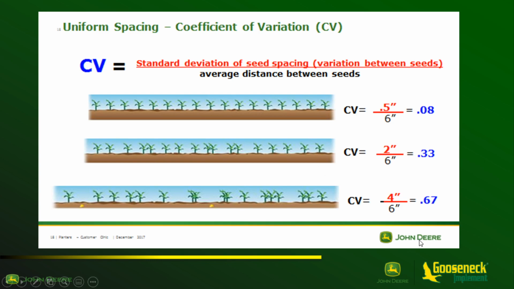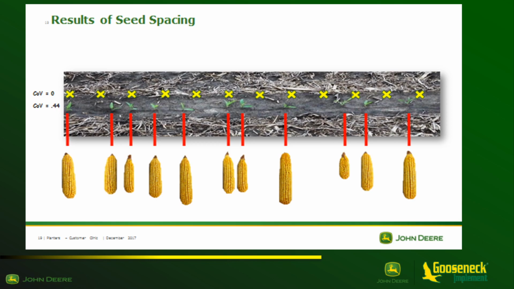So, but as you can see, this one down here on the bottom, it's rough. So we do not want our planters doing that. This is a good indicator. We're at a 0.44 on CV, and you can see the X's up top here is where the plants were supposed to be, whether it's six inch spacing or what it was.